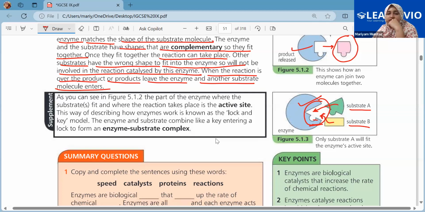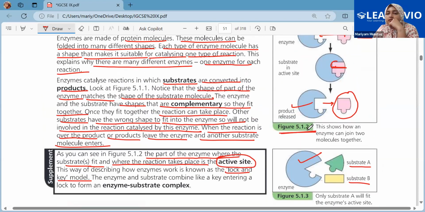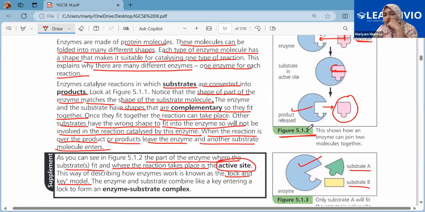All right, now as you can see in figure 5.1.2, the part of the enzyme where the substrate fits and where the reaction takes place is the active site. The active site is the part wherein the substrate will come and fit into. Now, this way of describing how enzymes work is known as the lock and key model. Figure 5.1.2, right? Or 5.1.3? Both. You can take both of them.